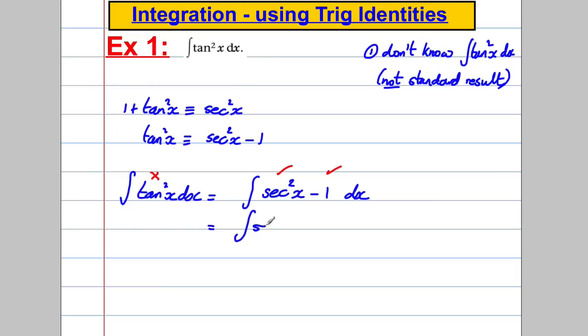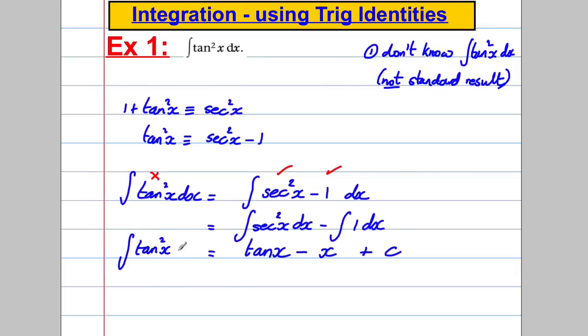into the integral of sec squared x with respect to x, take away the integral of 1 with respect to x. And the integral of sec squared, well, it's tan x, it's one of the standard results, so this is tan x. The integral of 1 is just x, so I'd subtract x, and don't forget your constant of integration plus c. So the integral of tan squared x with respect to x is this here.